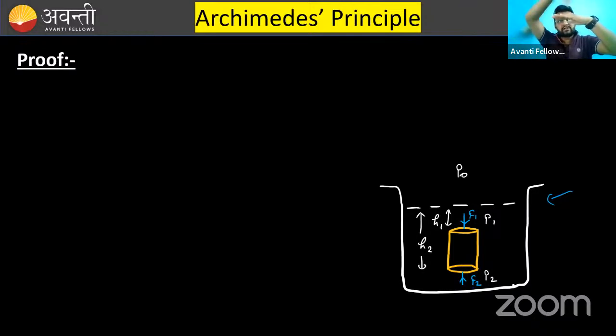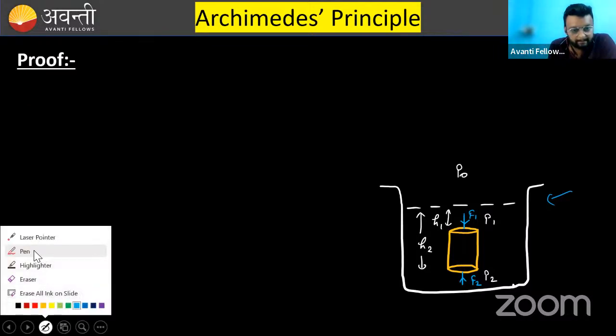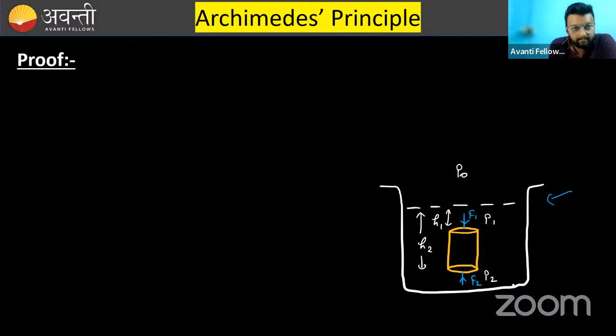On the top surface, there is a downward force F1. At the bottom surface, there is an upward force F2. And the difference of these two forces is known as buoyant force. So the buoyant force Fb will be the difference of these two forces, F2 minus F1. Now you just need to write the values of F2 and F1. So you can write it here.